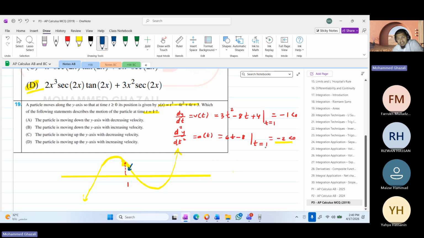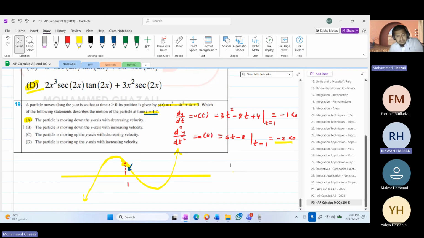We're not talking about the entire motion of the particle. We're only talking about the motion of the particle at t equals 1. And I don't know, I'm going to go with A. I DeepSeeked it, and it's saying the answer is A. I'm going with A as well.